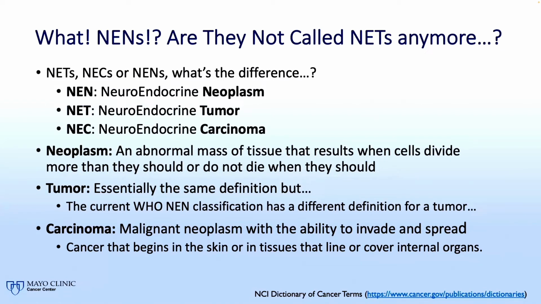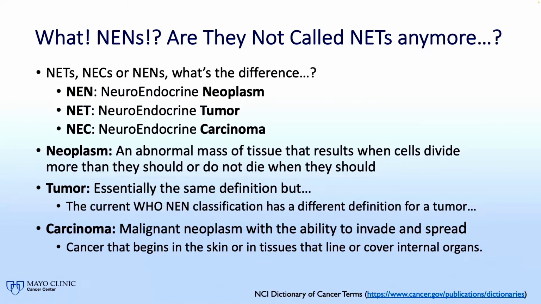So neuroendocrine neoplasms, or NENs, are we not calling them NETs anymore? Well, actually, we should probably be using the term neuroendocrine neoplasm, or NEN, N-E-N. So it's a more inclusive umbrella term. NEN stands for neuroendocrine neoplasm. NET stands for neuroendocrine tumor. NEC is neuroendocrine carcinoma. So a neoplasm is really an abnormal tissue, cancerous tissue, or it may not actually be cancerous.